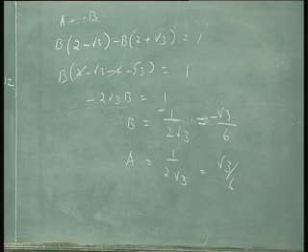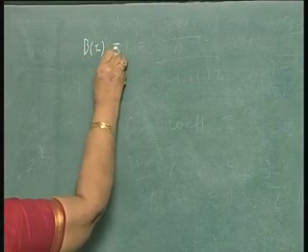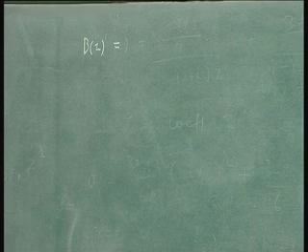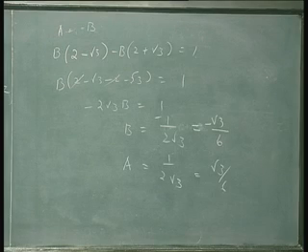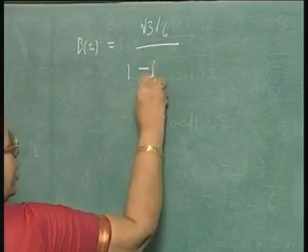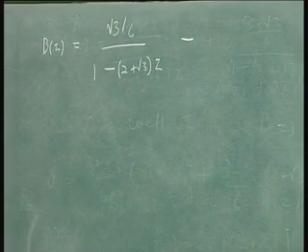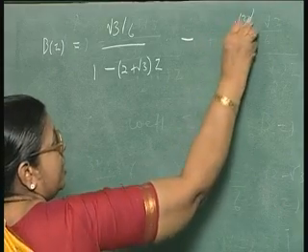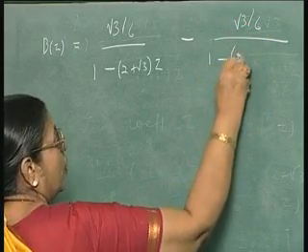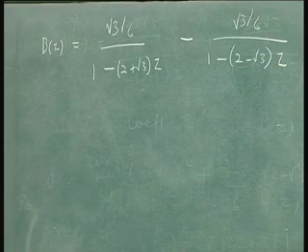So, with this result, Bz is taken to be, we have seen that Bz is a by 1 minus root 3z. So, here a is root 3 by 6. So, root 3 by 6 by 1 minus (2 plus root 3) z, minus, again same thing, root 3 by 6 by 1 minus (2 minus root 3) z. This is the generating function for Br.